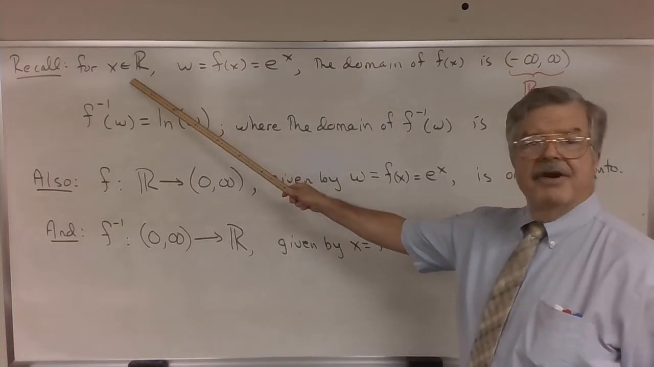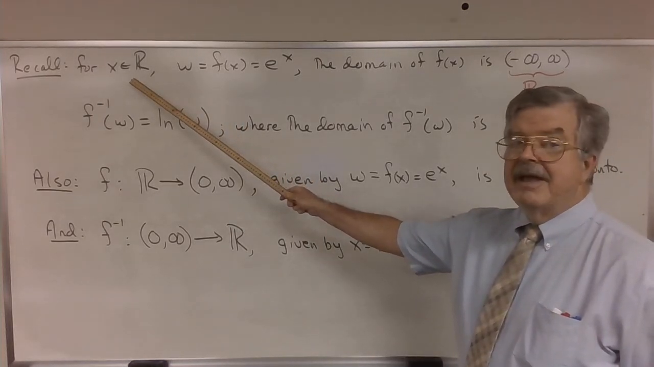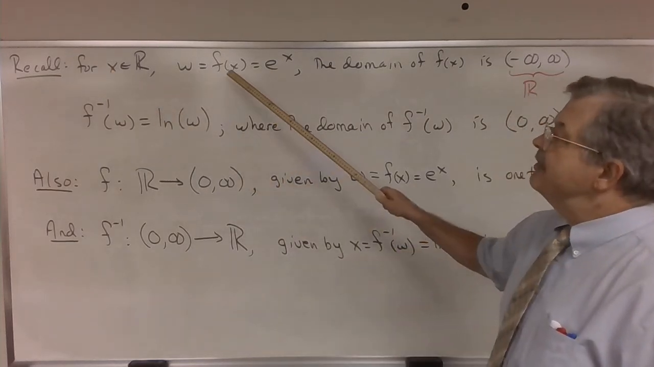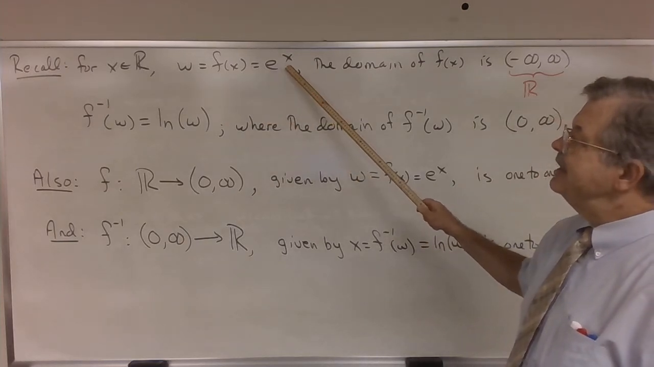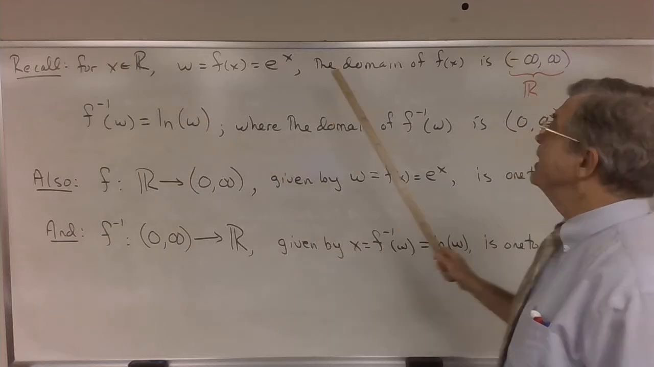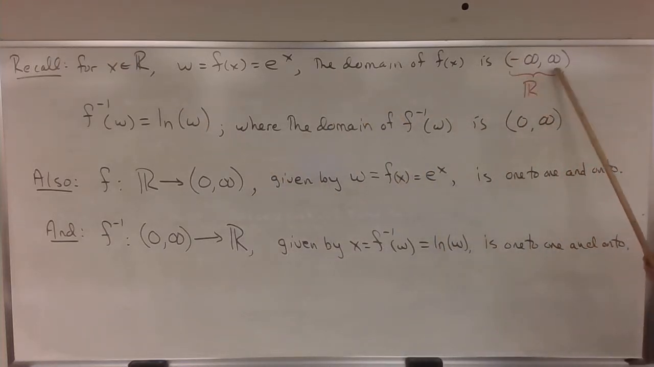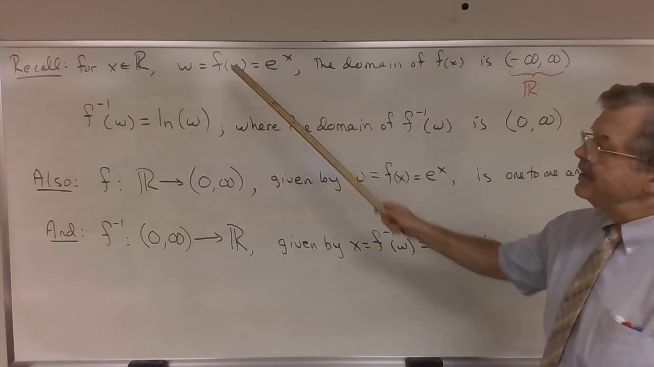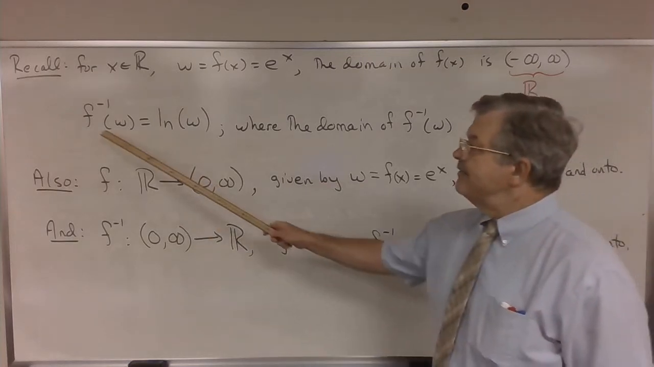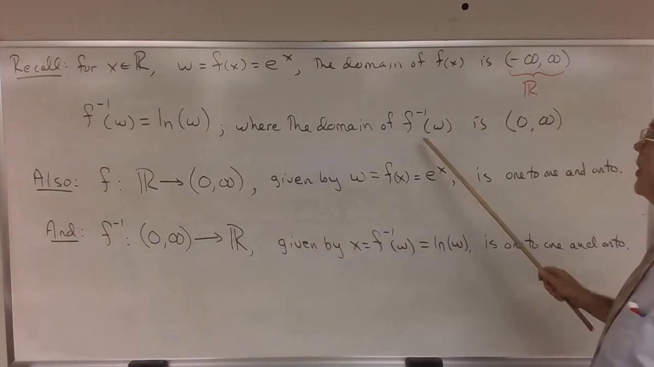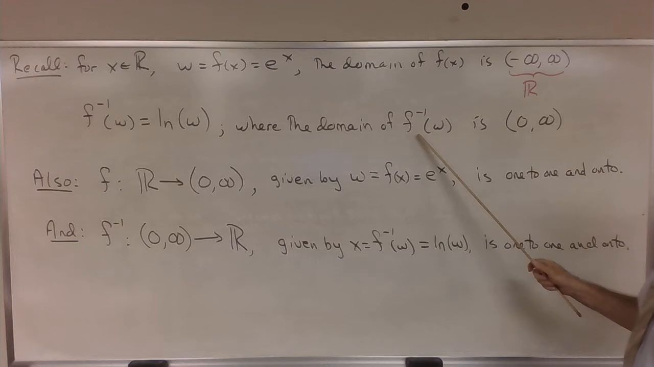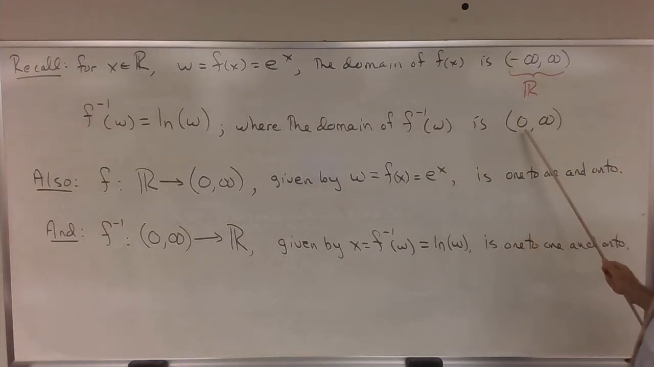So consider this. For x a real number, consider the real valued function w equals f of x, which equals e to the x, where x is a real number. The domain of f of x is the entire set of real numbers. Now, associated with this function, w equals f of x, we have f inverse of w, the natural logarithm of w, where the domain of this function, f inverse or natural log of w, is the set of positive real numbers.